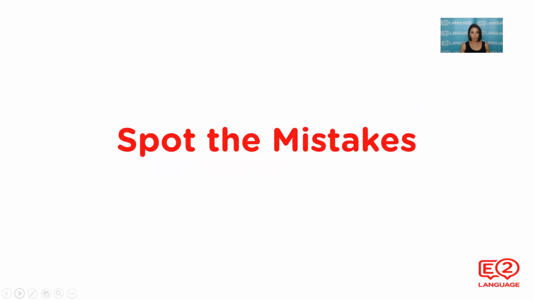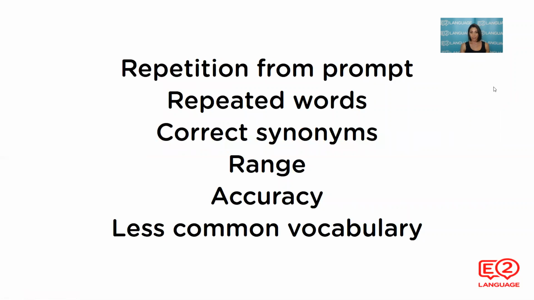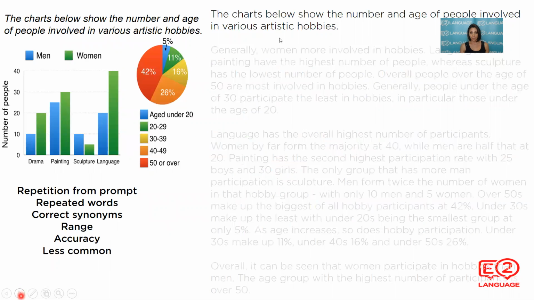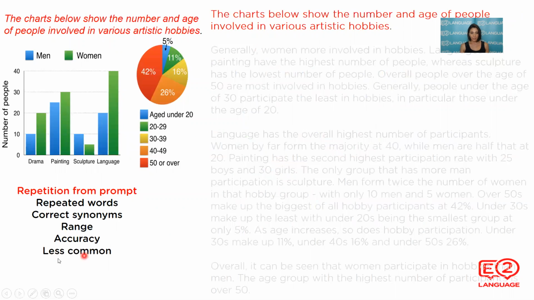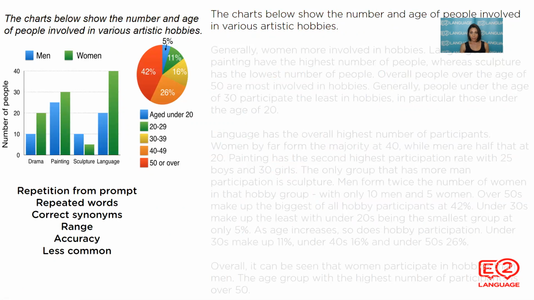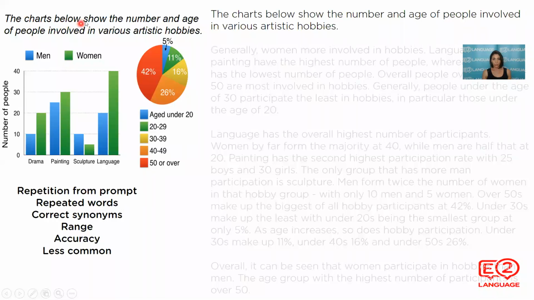Let's see if you can spot the mistakes in vocabulary related to repeating the prompt, repeating words in your paragraph, correct choice of synonyms, a good range of vocabulary, accurate vocabulary, and less common vocabulary. So here's our first example. Let's have a look at the prompt. The charts below show the number and age of people involved in various artistic hobbies.